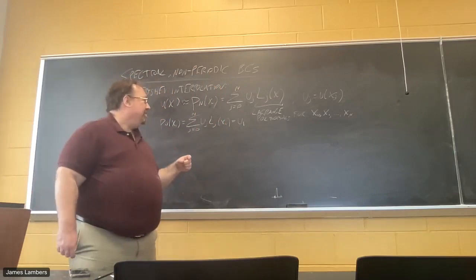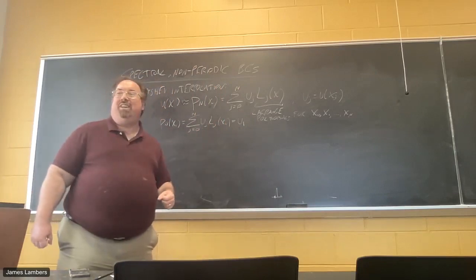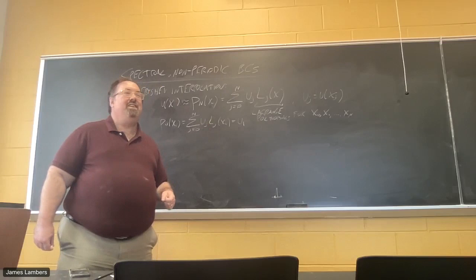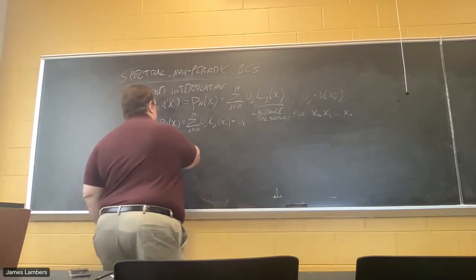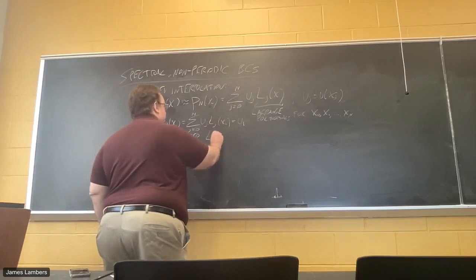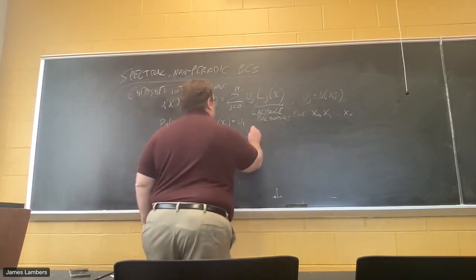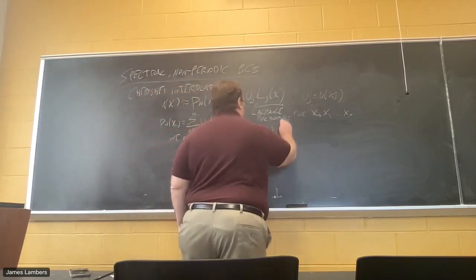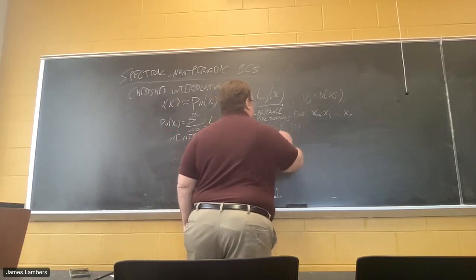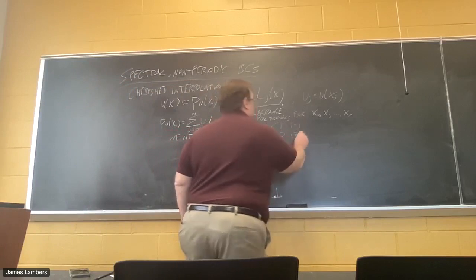Okay, so one of these should be equal to 1. What about the other ones? At that point they will be 0. So what we need is Lj of xi equal to 1 if i is equal to j and 0 otherwise.